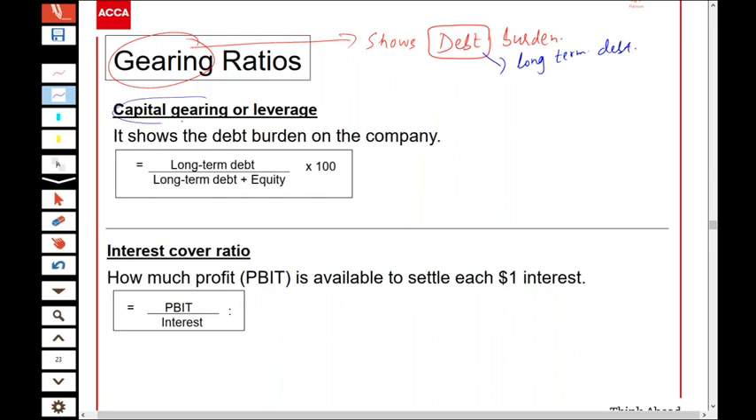Now there is capital gearing, which you can also call a leverage ratio. It shows the debt burden on the company, that is long-term debt upon long-term debt plus equity.